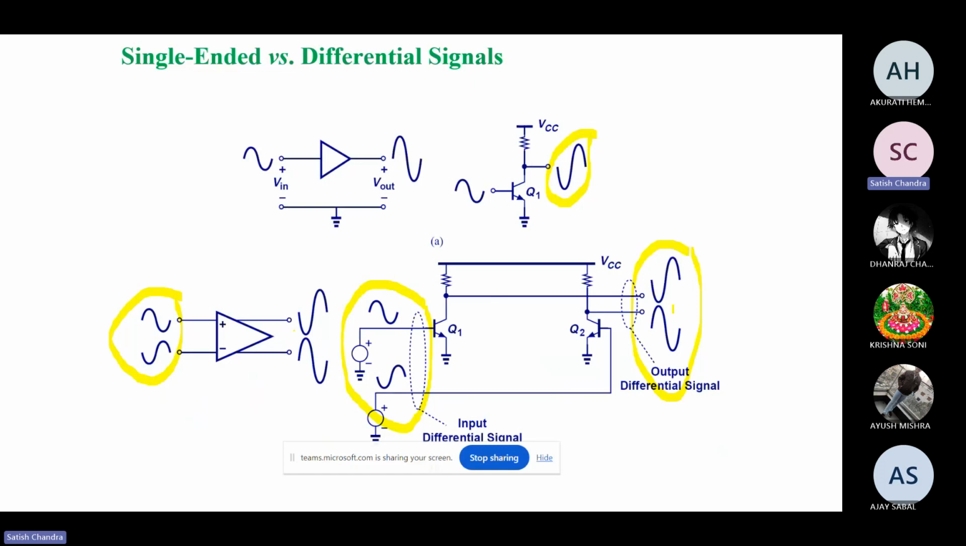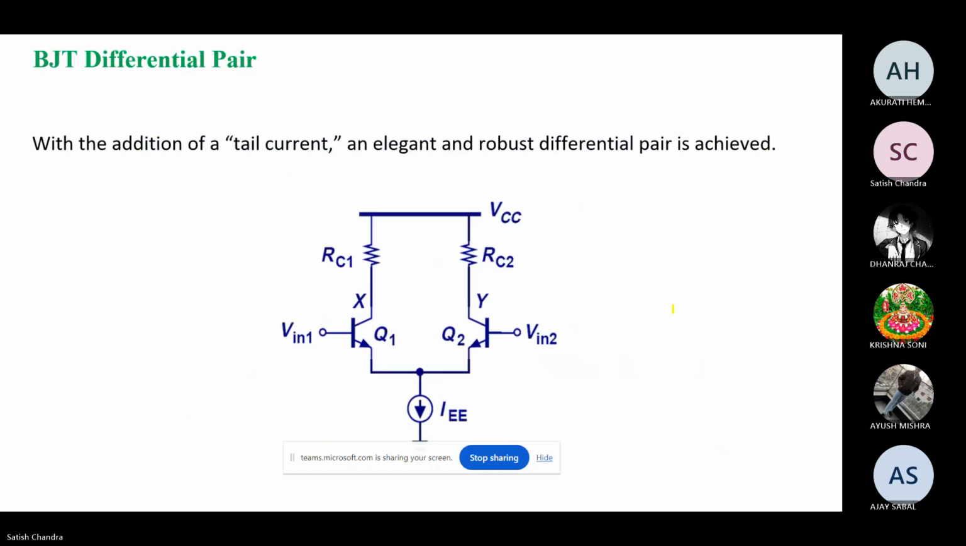What is the difference between single-ended and differential signals? So till now what we have seen, at this end we are taking a grounded connection. Rather than taking that grounded, we can have a constant current supply, that is nothing but a tail current. That is going to give you an elegant and robust differential amplifier. Why are we going to attain this robust one? That is why I am going to show you how.